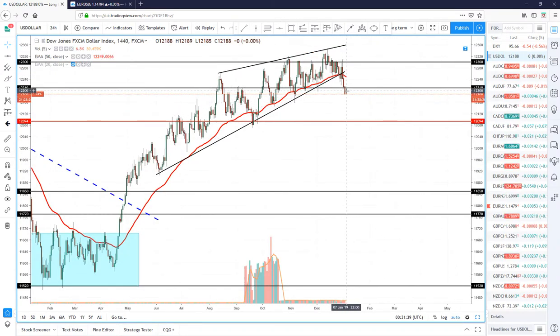But how do we get there? Little move down, pop back up. Let's test the daily 50 EMA. If you get a break of the daily 50 EMA, a move up to test the daily 50 EMA would be absolutely fabulous and give you some good shorting opportunities on the US dollar.